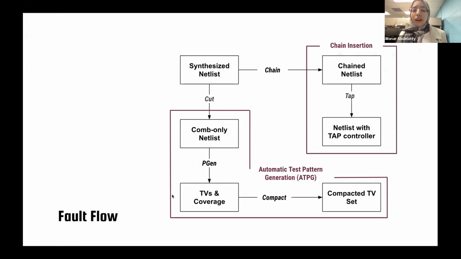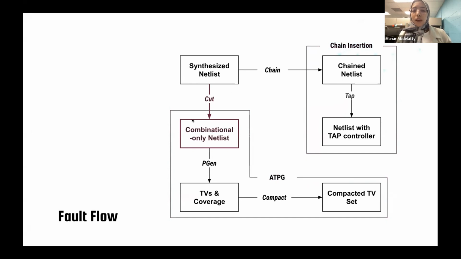This is the main diagram of how Volt's flow works. As you can see here, we have two main activities going on. We have the automatic test pattern generation, or ATPG for short. The main objective of this part of the flow is generating an input sequence, or what we call a test vector, that can be applied to the chip in order to detect whether it has a manufacturing error or not. The second part of the flow is called the chain insertion, and the main objective of this part is adding the extra testing logic into the design.